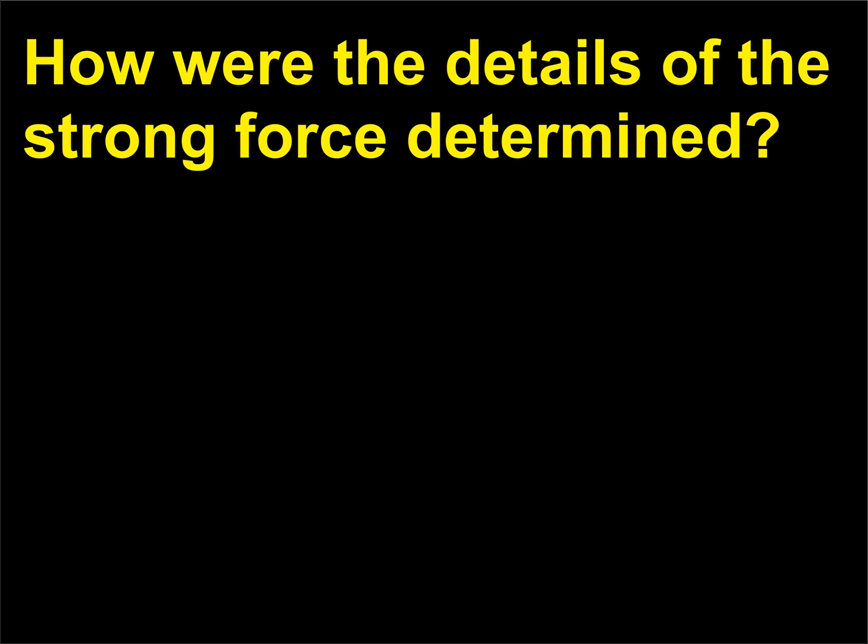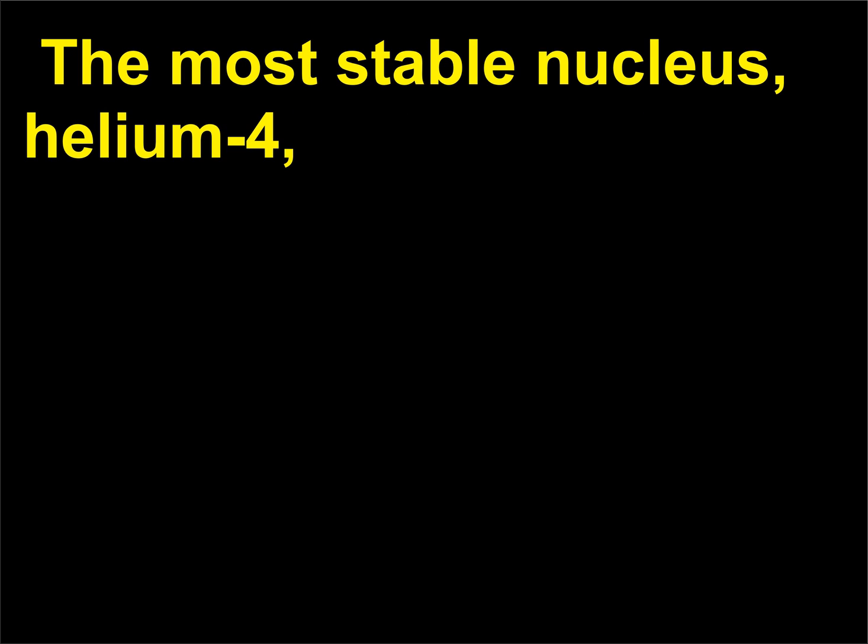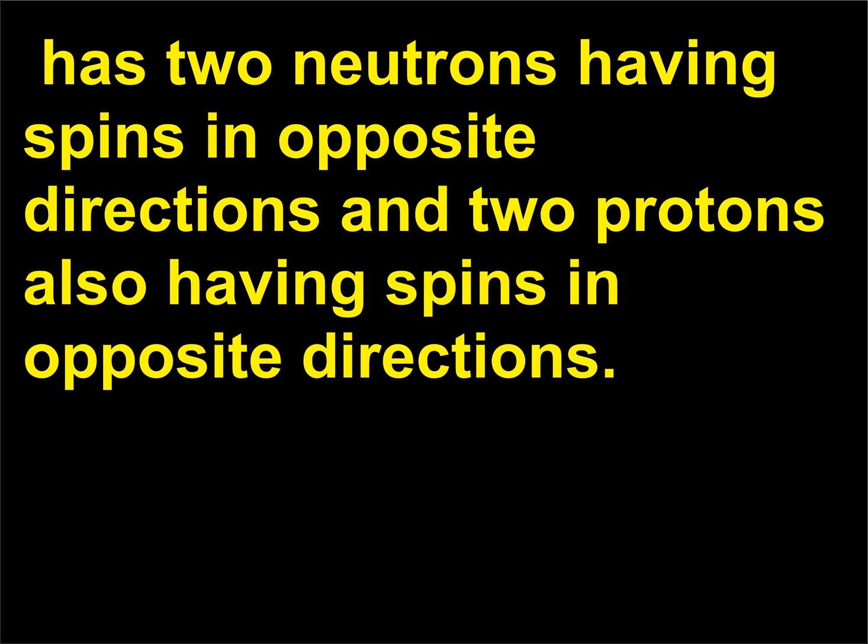How were the details of the strong force determined? Examining the kinds of isotopes that exist gives clues about the nature of the strong force. The most stable nucleus, helium-4, has 2 neutrons having spins in opposite directions and 2 protons also having spins in opposite directions.